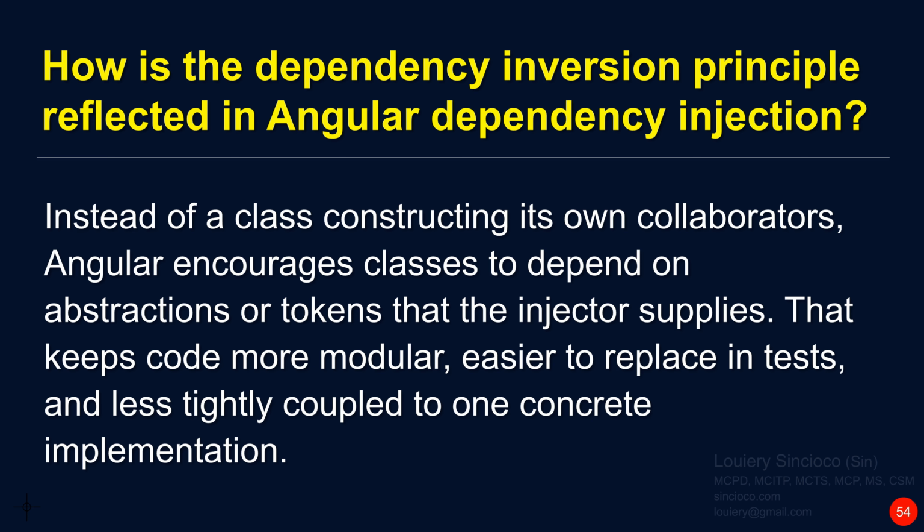How is the dependency inversion principle reflected in Angular dependency injection? Instead of a class constructing its own collaborators, Angular encourages classes to depend on abstractions or tokens that the injector supplies. That keeps code more modular, easier to replace in tests, and less tightly coupled to one concrete implementation.